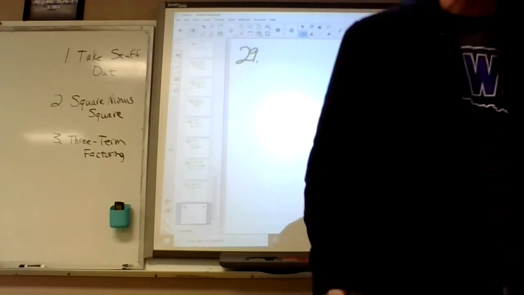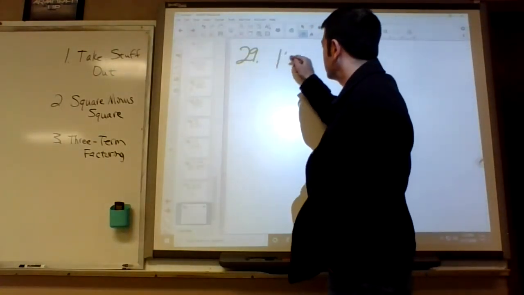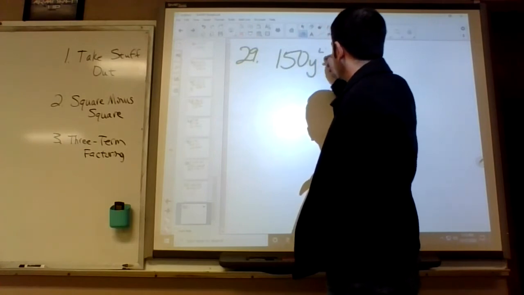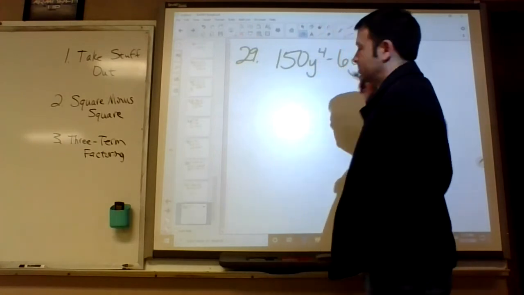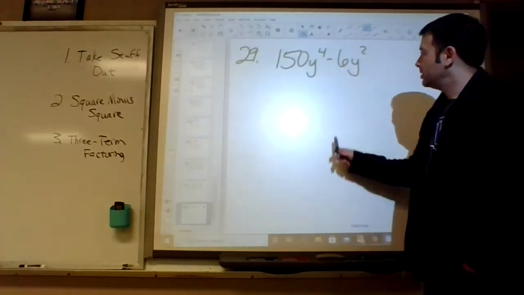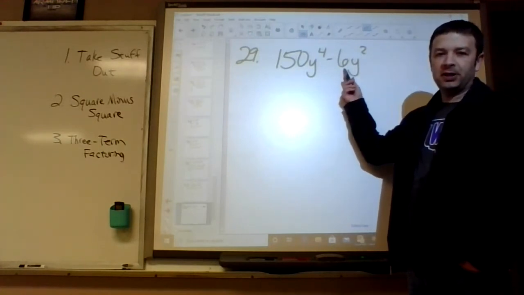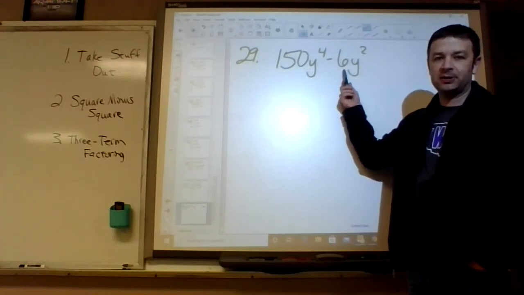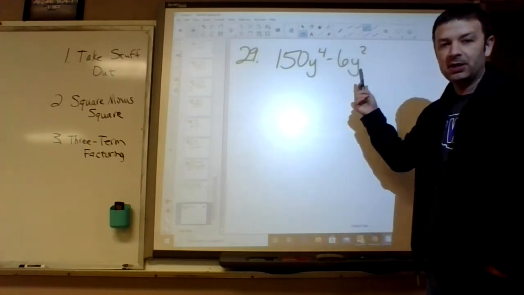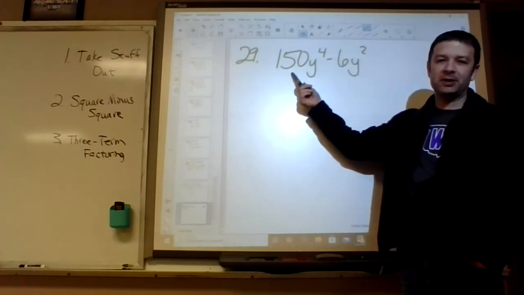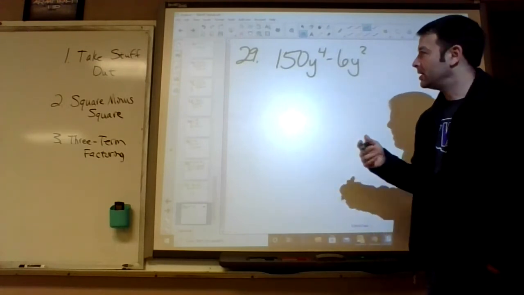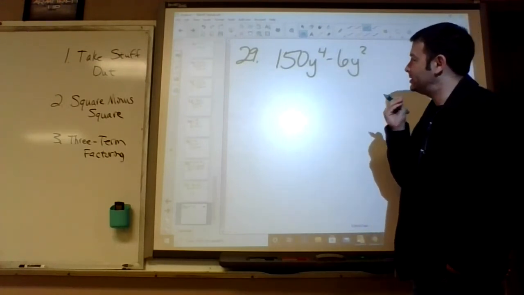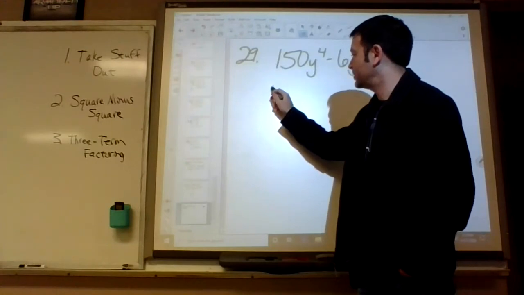150y^4 minus 6y squared. Alright, does anything come out of both of these? Well, usually the biggest thing that could come out of both of these is 6, right? Because the smallest number goes up to 6. So I would check and divide by 6 first to see if it works. 150 divided by 6, I believe, is 25, so it does work.